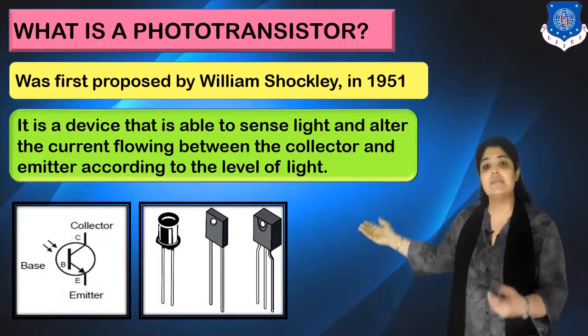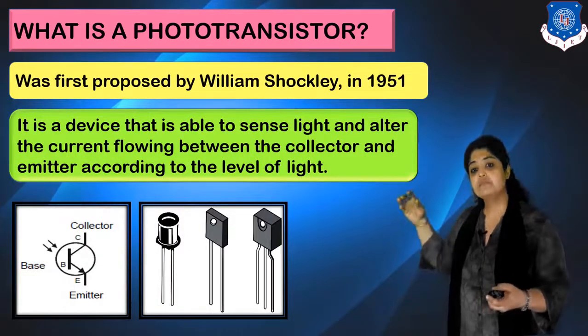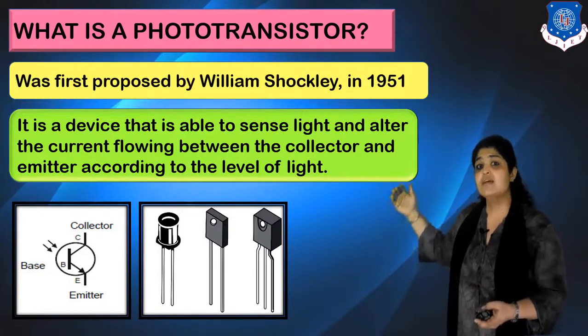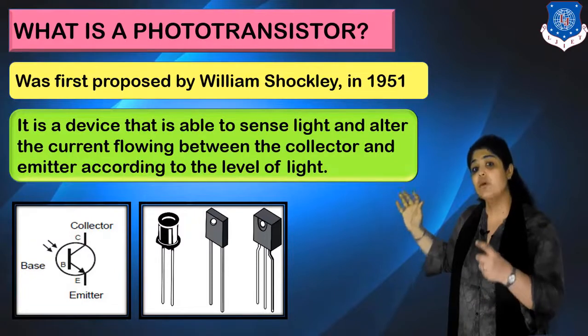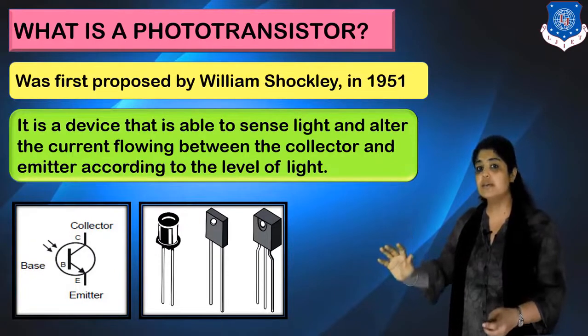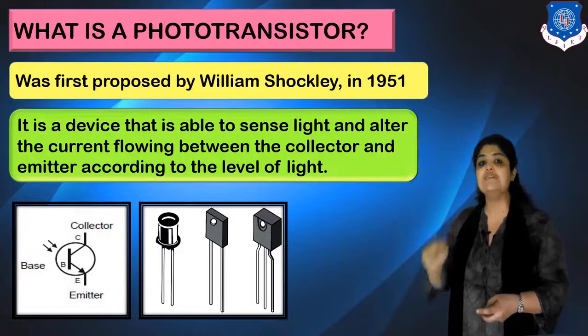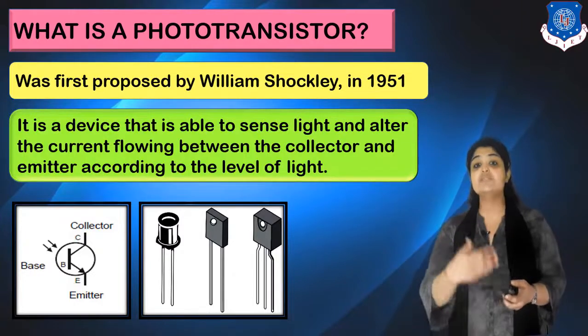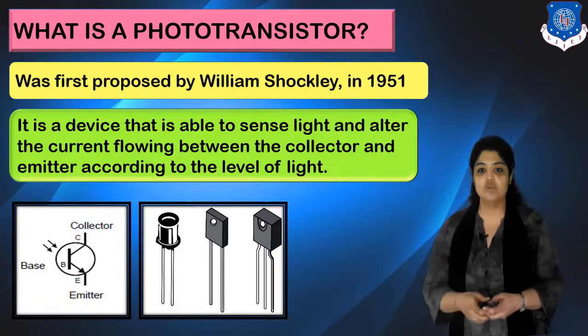You can see the schematic symbol of a phototransistor. A phototransistor has three layers, which consist of the collector, base and emitter. So the symbol is almost similar to a normal transistor. The only difference is there is a circle with two arrows pointing inward. What do these two arrows indicate? It indicates that light is being absorbed.